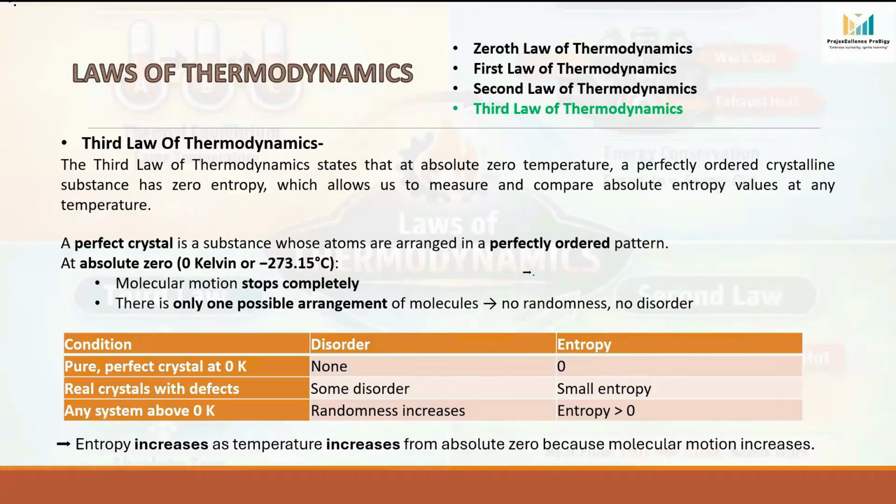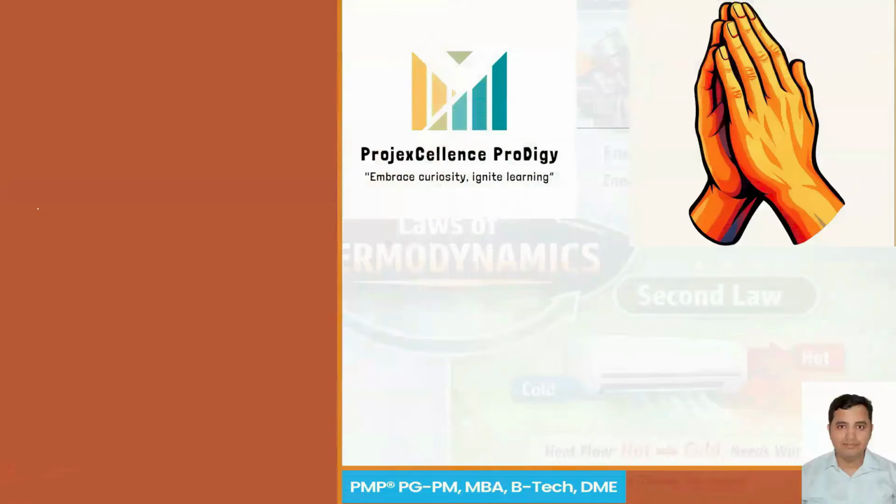The third law also tells us something important about cooling limits. It states that absolute zero temperature can never be reached in practice. So this helps engineers understand the ultimate limits of refrigeration and cooling systems. So the third law is not just theoretical. It plays an important role in low temperature technology, chemical thermodynamics, and advanced engineering systems. Thermodynamics is not just theory. It is the science that controls how energy powers our world.